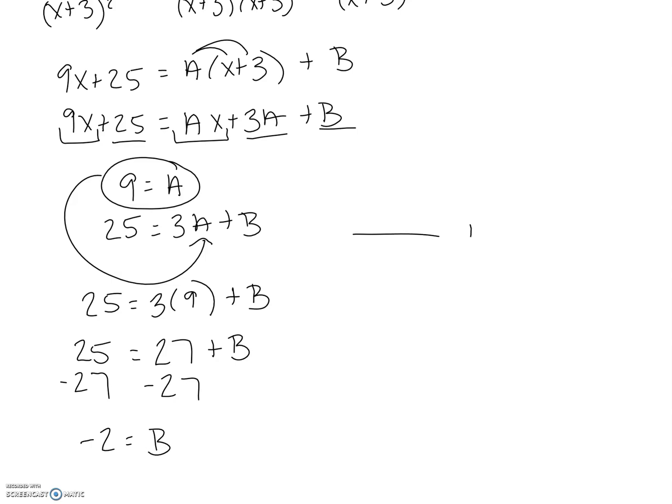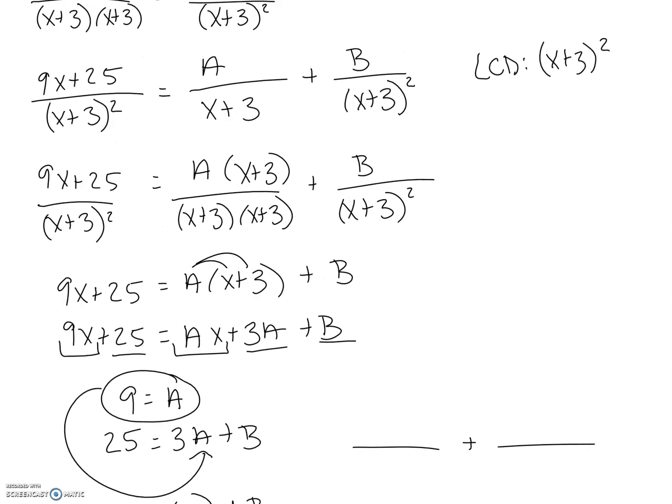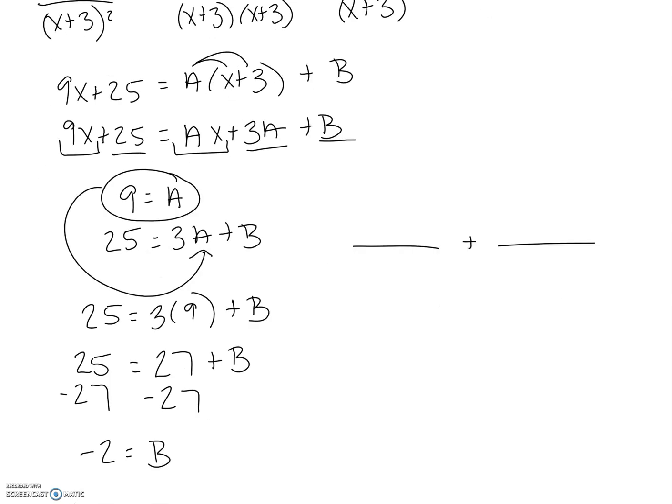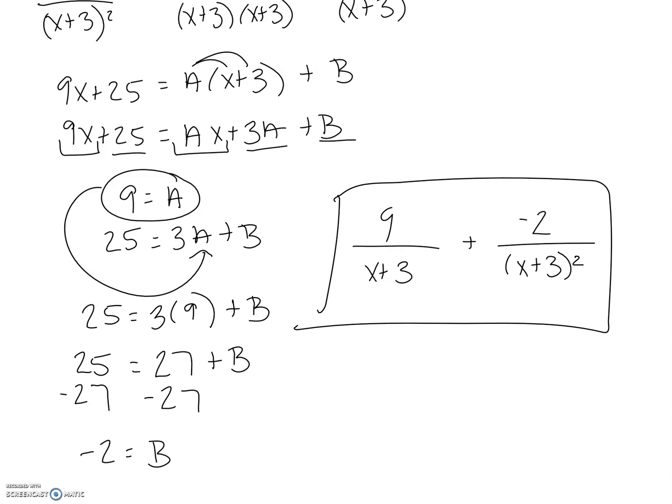So for my two fractions that I wanted, the a was on top of x plus 3, and I now know that a is 9. And b was on top of x plus 3 squared, and I now know that b is negative 2. So these are my final two fractions.